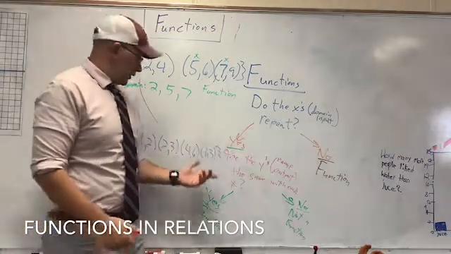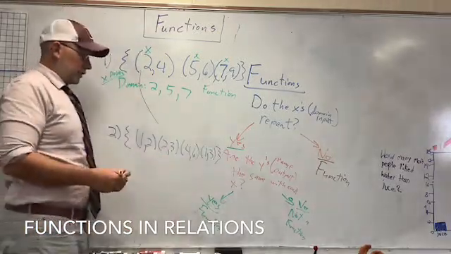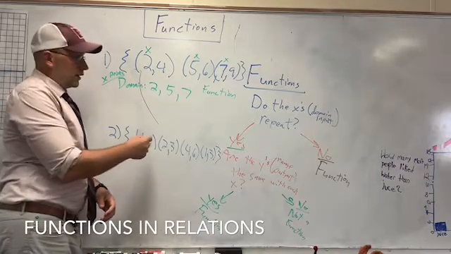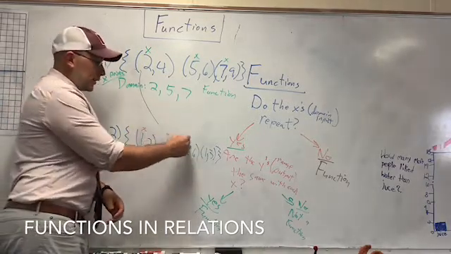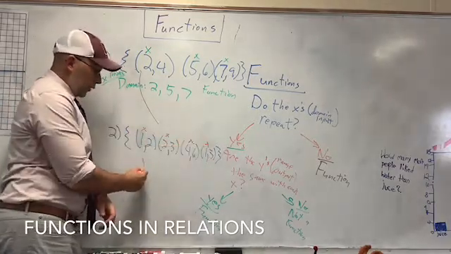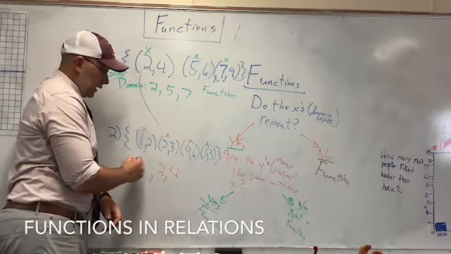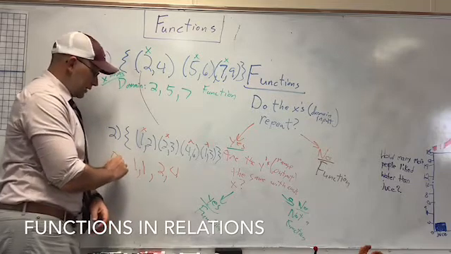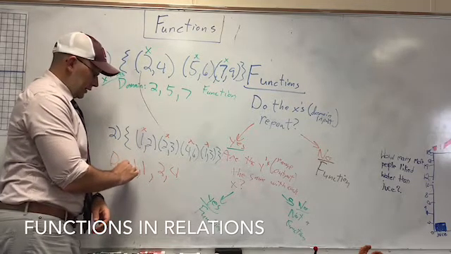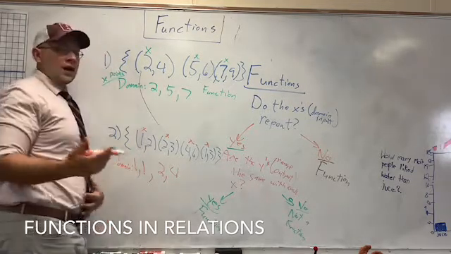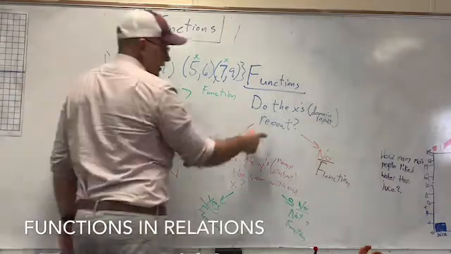Now the second one here, this is a second relation. All right, I'm going to write all my x's out first. So I have 1, 2, 4, and I have another 1. That's my domain. Do I have an x that repeats? Yes.